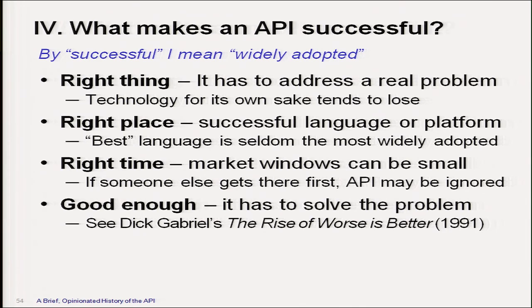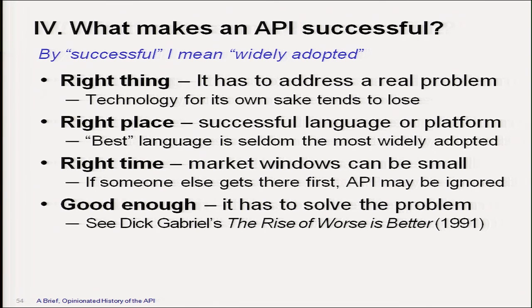So what makes an API successful? And when I say successful, I merely mean widely adopted. It's got to be the right thing at the right place at the right time, and it has to be good enough. Notice I didn't say it's got to be great. It just has to be good enough to solve the problem. By right thing, I mean it has to address a real problem. Technology for its own sake tends to lose. Right place, it has to be embedded in a successful language or platform, and the best language is seldom the most widely adopted. So don't write it in Haskell just because you think Haskell is cool.